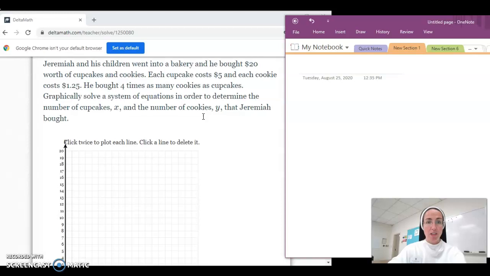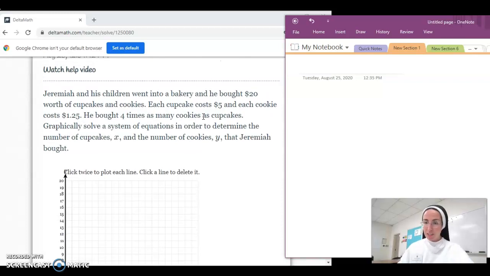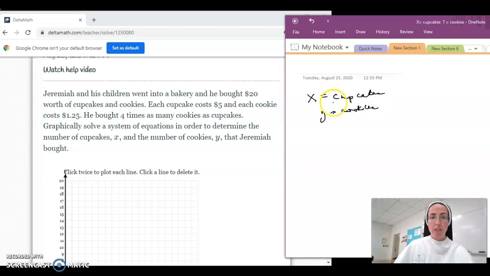Graph the system of equations to determine the number of cupcakes, x, and the number of cookies, y, that Jeremiah bought. Okay, well that's nice. They define the variables for us. X is number of cupcakes, and y is number of cookies. So we know that he bought $20 worth total. So $20 equals the amount he spent on cupcakes plus the amount he spent on cookies.